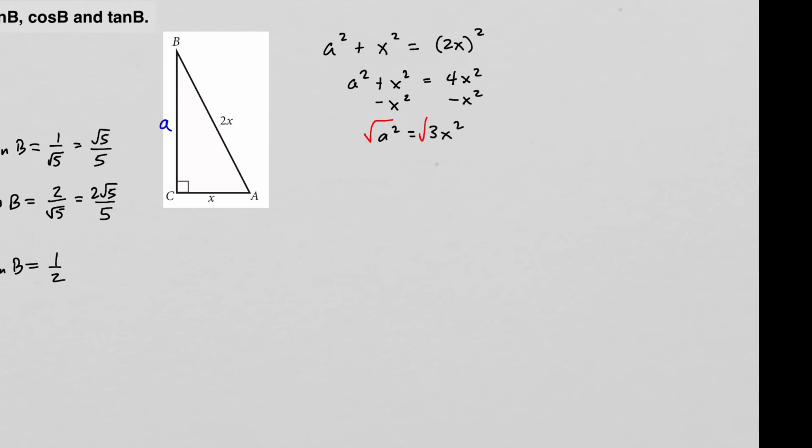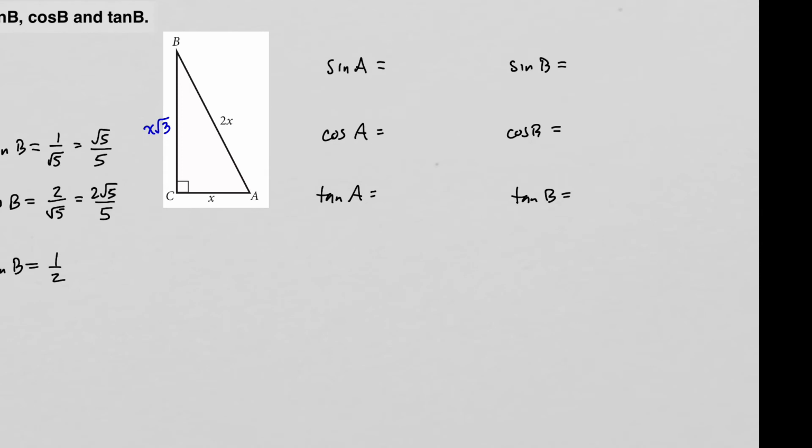And finally, taking the square root of both sides gives us a is equal to plus or minus the square root of 3 times the square root of x squared, which is plus or minus the square root of 3 times x. And we can rewrite this as plus or minus x radical 3. Now, once again, let's remember that A is the side of a triangle, and the side of a triangle cannot be negative. So A is x radical 3. Now, let's go ahead and label that in our picture and find the trig ratios.